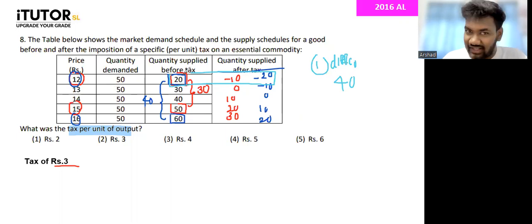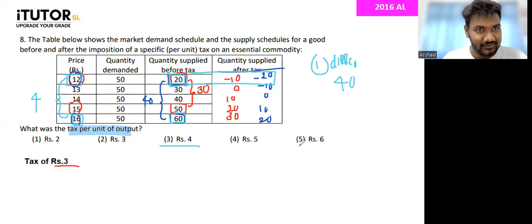There's a difference of 40 between this point and this point. Okay. So then what do you have to do? Then you have to find two quantity supplies with that difference. So then I can take 20 and 60. That has a difference of 40. Then I go to the price 12 and 16. So 12 and 16 has a difference of 4. So then I can say my tax is 4.